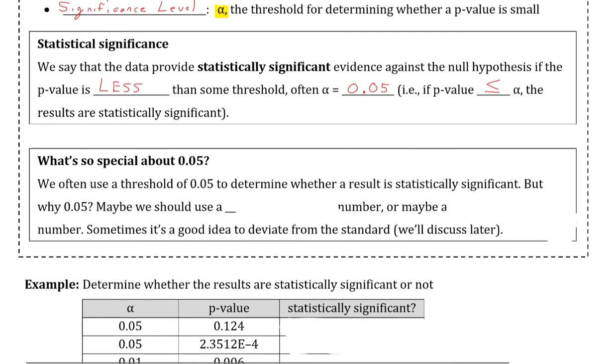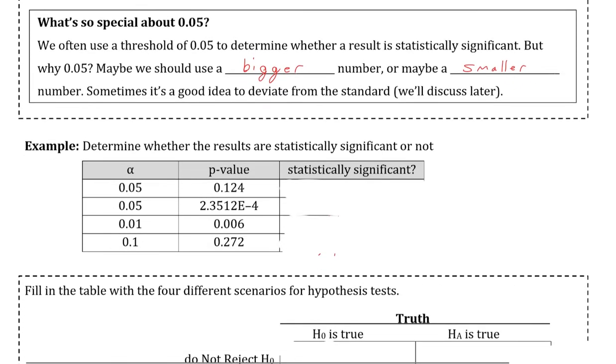We often use this threshold of 0.05 to determine whether a result is statistically significant. But why 0.05? Maybe we should use a bigger number, or maybe we'll use a smaller number. And it'll be good to be flexible and differ from the standard sometimes, because we tend to want a low value, but we'll see why more in a moment. Here's a quick example of some values for alpha and associated p-values.